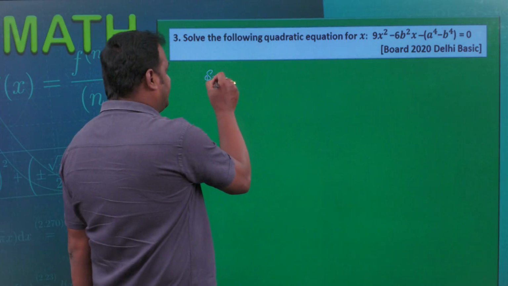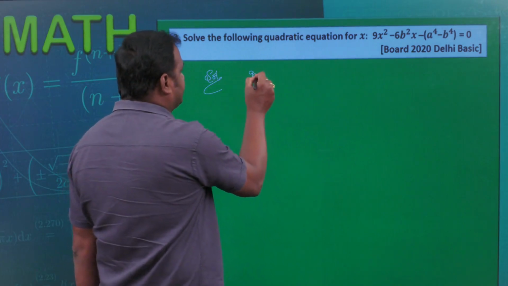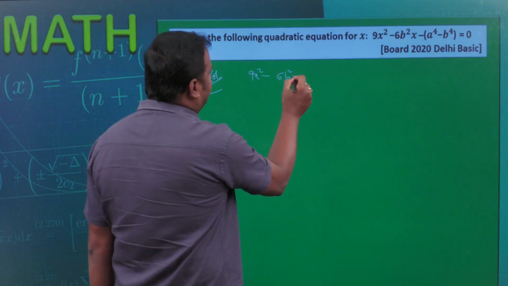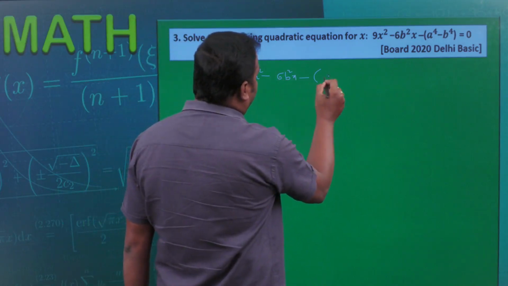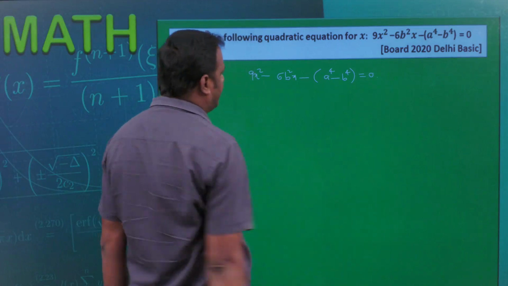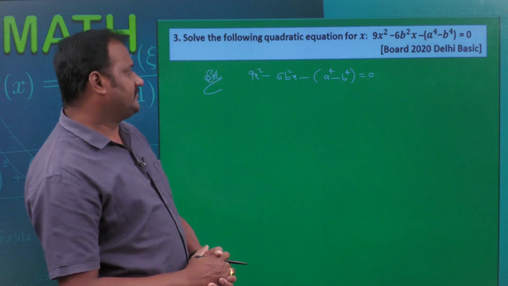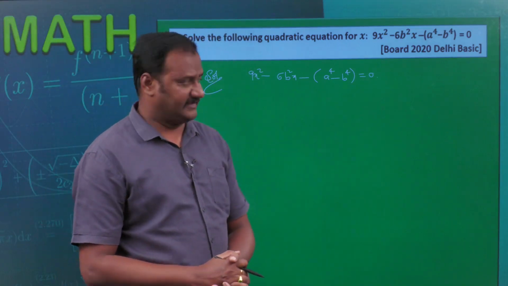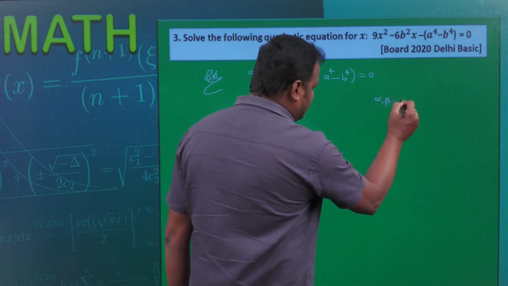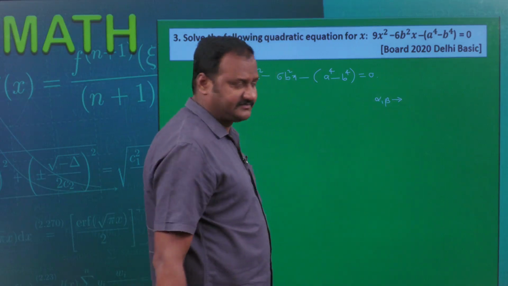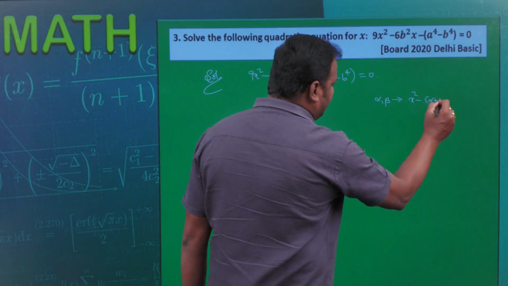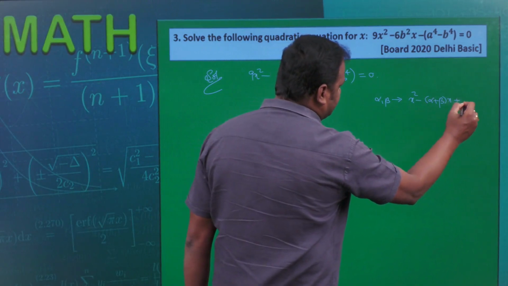What is the given quadratic equation? 9x square minus 6b square x minus of a to the power of 4 minus b to the power of 4 is equal to 0. I would like to remind you one very important formula, that is, if alpha comma beta are the zeros of the quadratic polynomial, then the polynomial is going to be x square minus of alpha plus beta times x plus alpha beta.